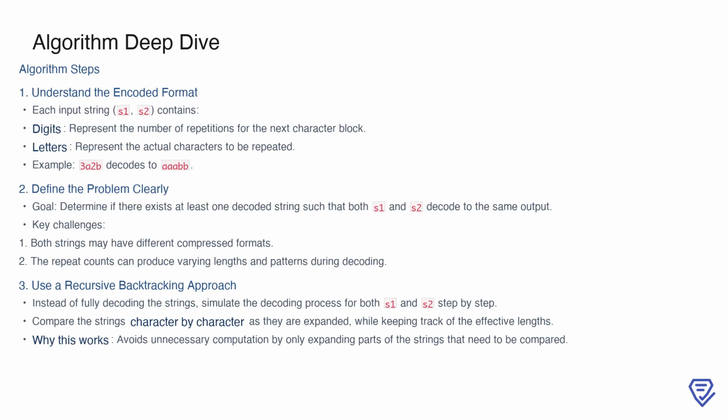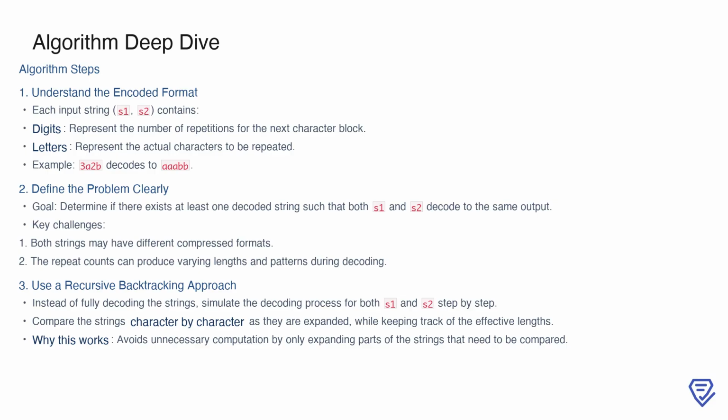To start, let's break down the encoded format of the input strings. Each of the two strings, S1 and S2, contains digits and letters. The digits indicate how many times the next block of characters should be repeated in the decoded string. For instance, the string 3A2B translates to AAABB.